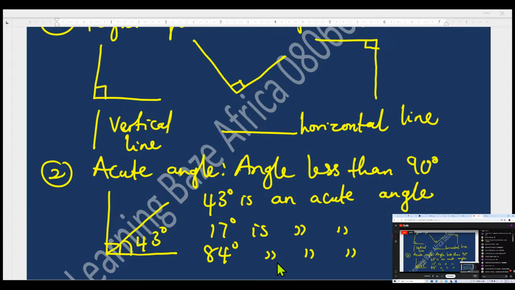An acute angle is an angle that is less than 90 degrees.